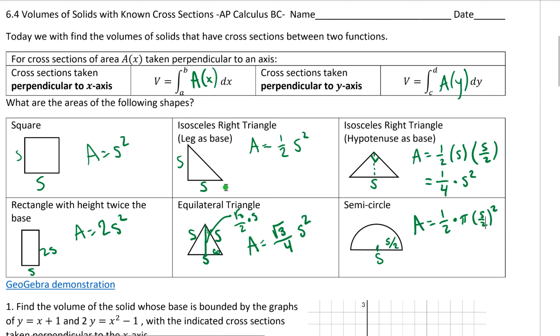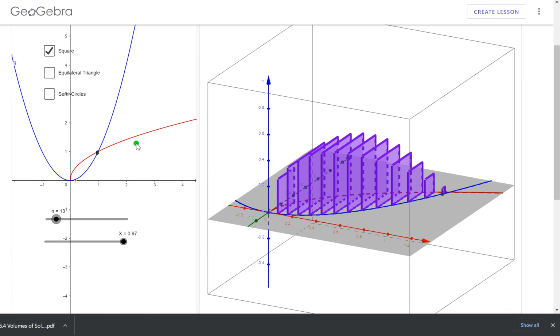So let me show you some of these solids, and I have a GeoGebra demonstration that will help us see what we're doing and what we're talking about when I have these volumes of solids. Okay, so I'm on GeoGebra. What I have here in blue is the graph of y equals x squared, and I put that in a three-dimensional axis right here. I didn't make this, I stole it off the internet. And then I have square root of x right here.